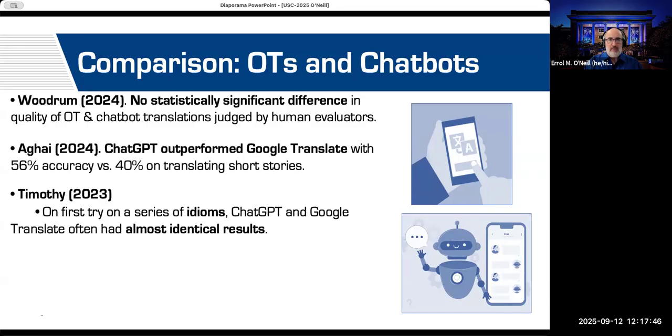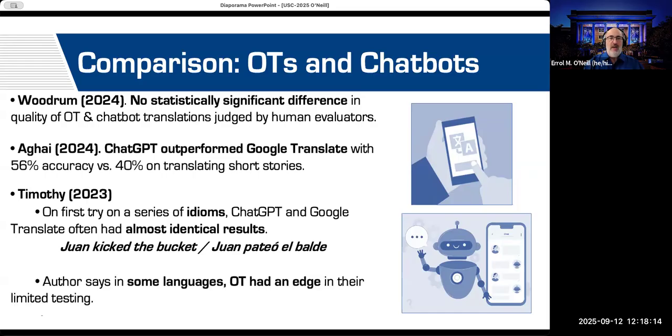Another article looked at idioms specifically, and in many cases, ChatGPT and Google Translate had almost identical results. So here's an example in Spanish that was cited in the article. Juan kicked the bucket, Juan pateó el balde. My understanding is that's a literal translation, word for word, of kick the bucket, as if someone was literally kicking a pail. So that is not an accurate translation in terms of the idiom.